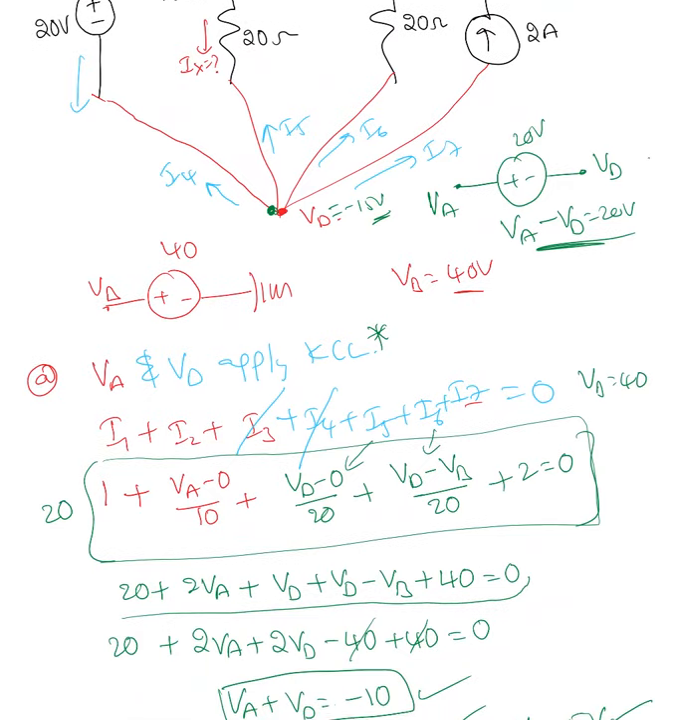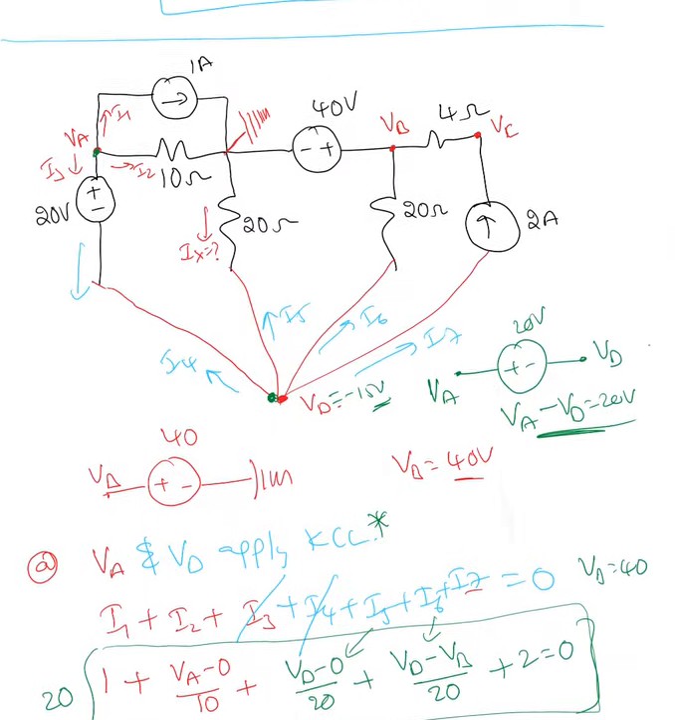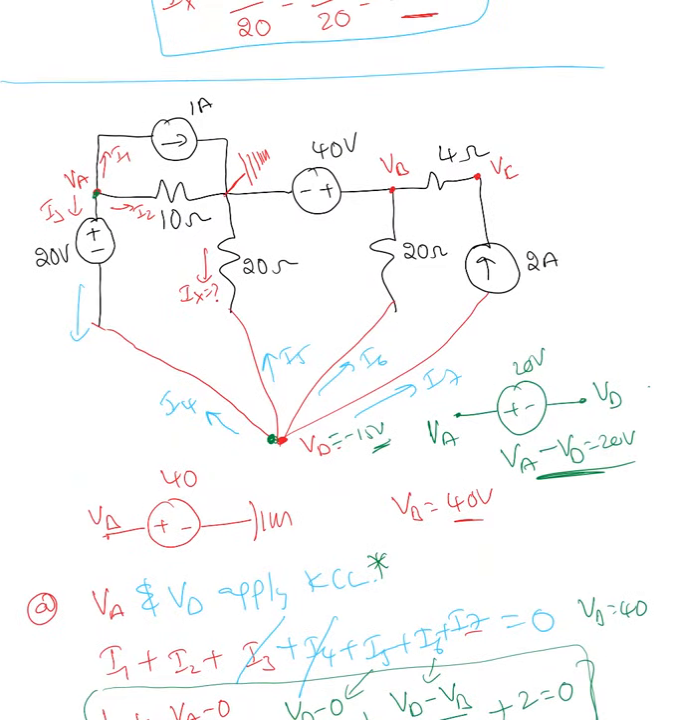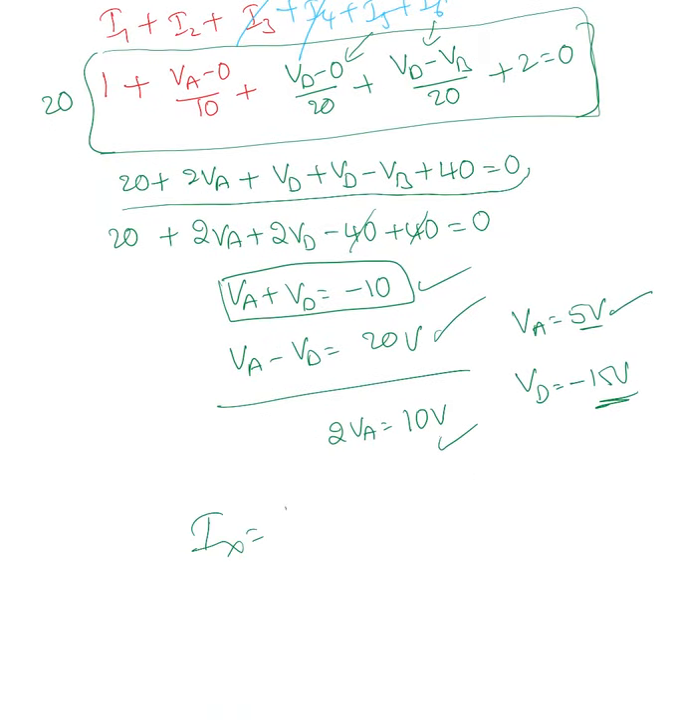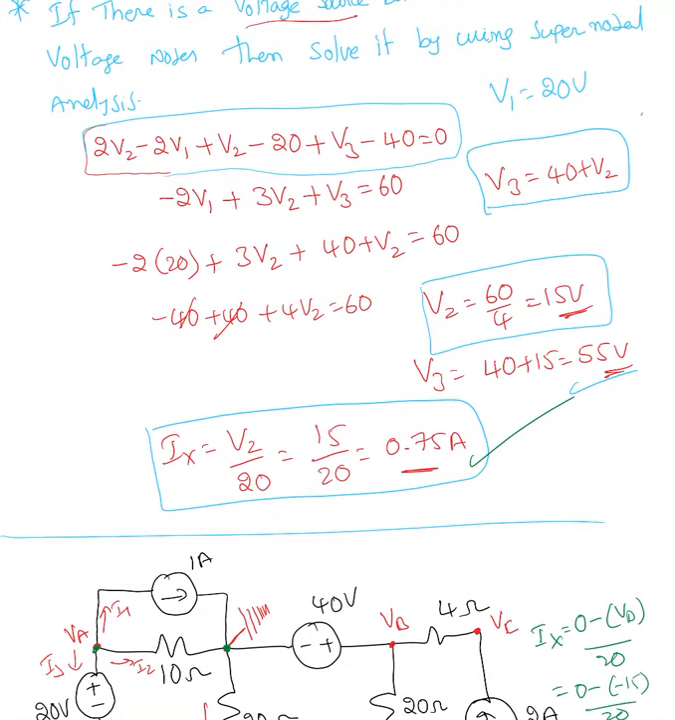Okay, so I can say IX. In this case our goal is finding IX. IX is going from 0 to negative 15. Can I write IX equal to 0 minus VD over 20? So 0 minus of negative 15 divided by 20, which is positive 15 over 20. So IX equal to 15 over 20. That's the answer we had when we solved it in the previous example. We end up with the same answer.